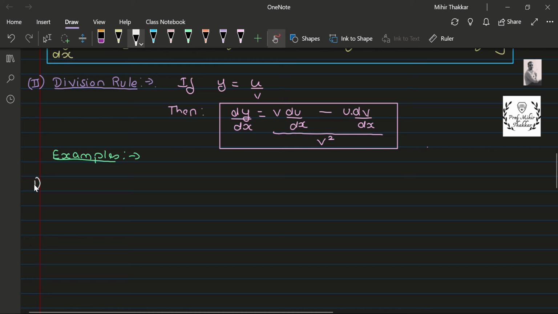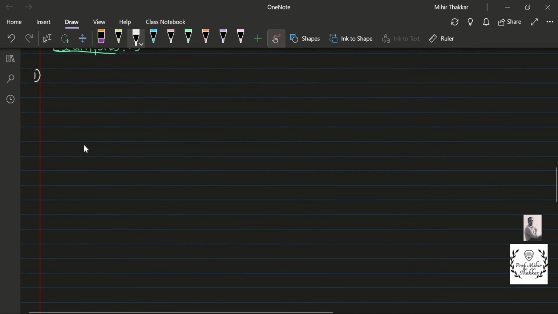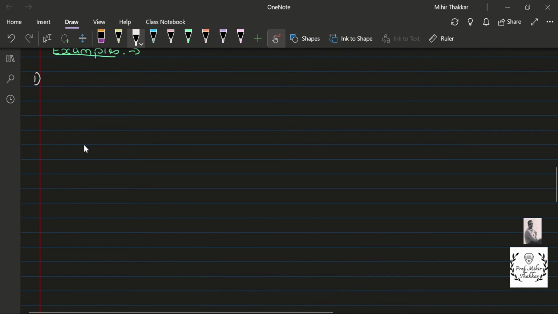Example 1. We'll start with a very easy one, guys. If I have y is equal to (x square plus 1) divided by log x, then I will differentiate this with respect to x.